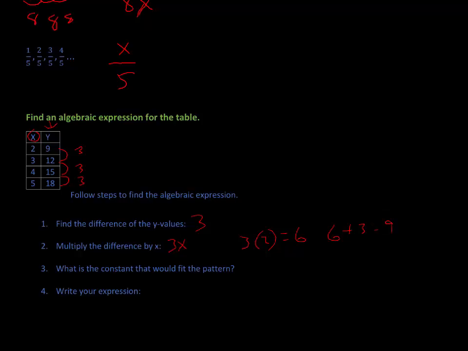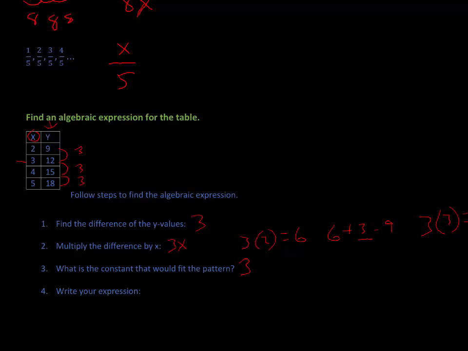And let's try the second one just to make sure. So this time we're going to plug in the 3. So then I would have 3 times 3, which we know equals 9. And what would I have to add to 9 to get 12? Well, you'd have to add 3. So 9 plus 3 gives me 12. So 3 is the number that we had to add to both of them to get to the y value. So 3 is our constant. And again, a constant is a value with no variable.